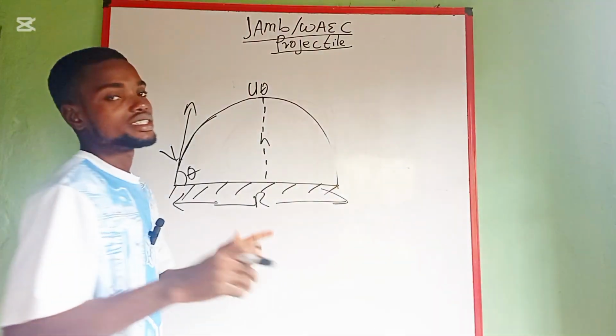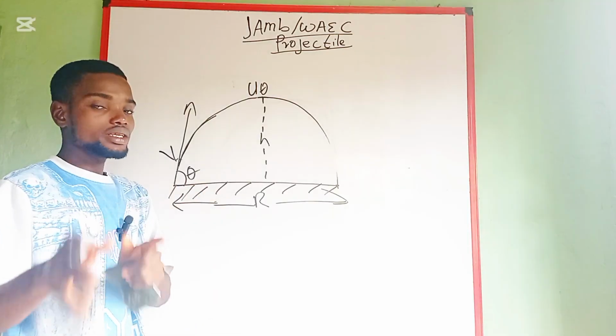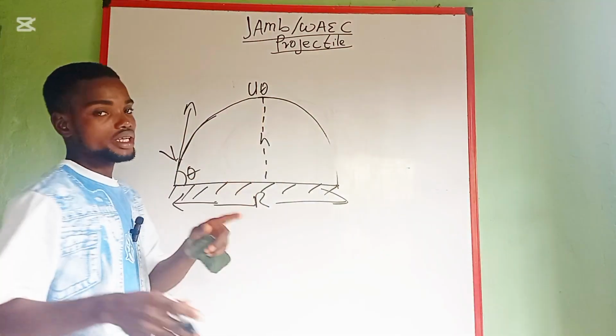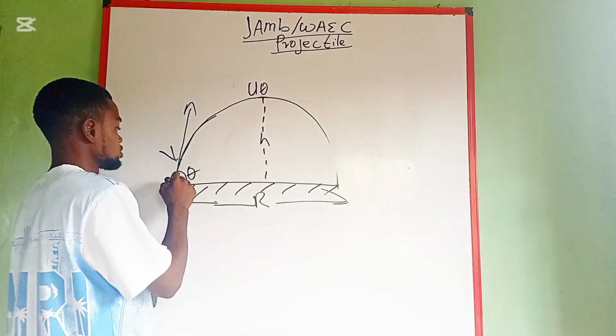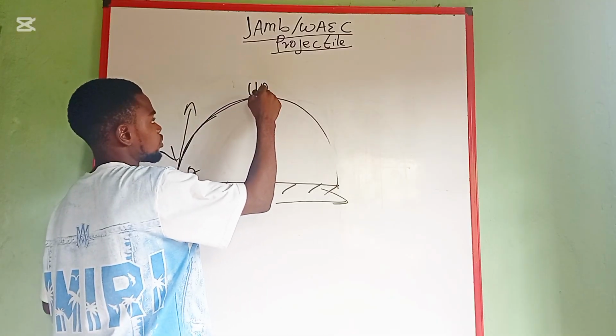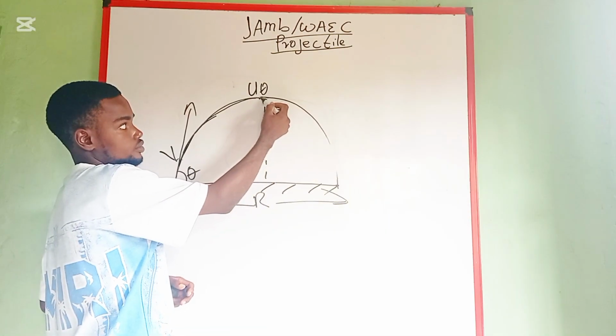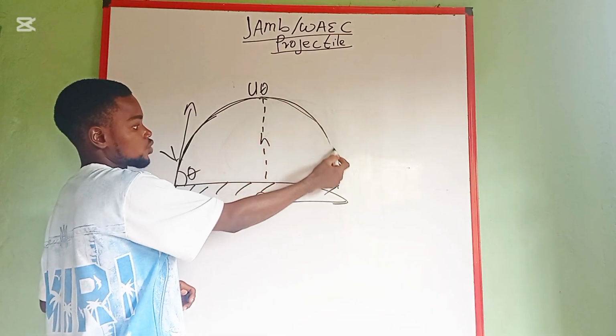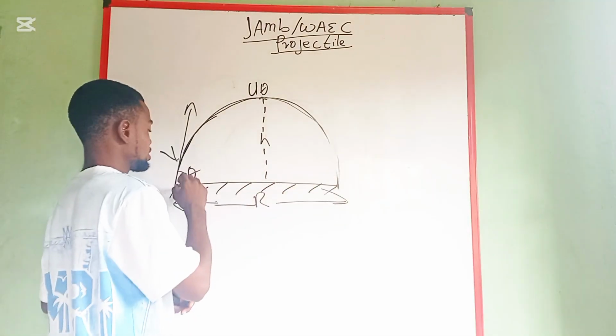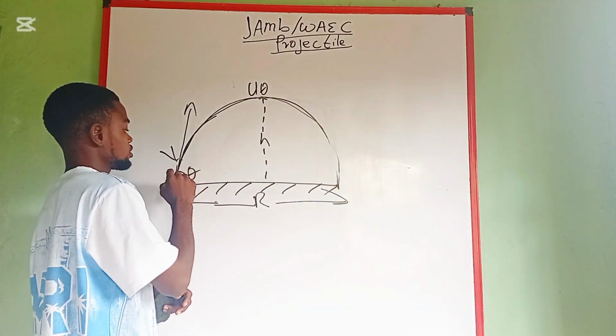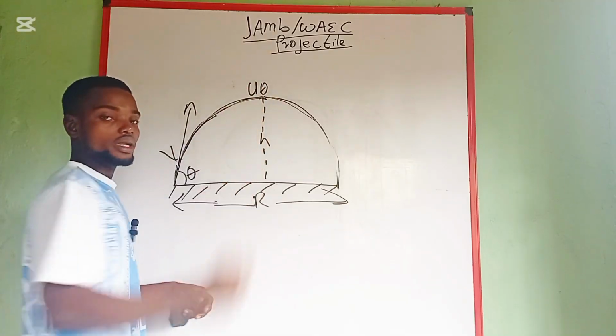The first formula is the time of flight. Now, when this motion, or the ball or the object, is in flight, it is from this point to this other point here. This is where the time of flight stops. So from here now is where it starts falling down. Now the time of flight is the time taken for this ball to travel from this place to this other place.